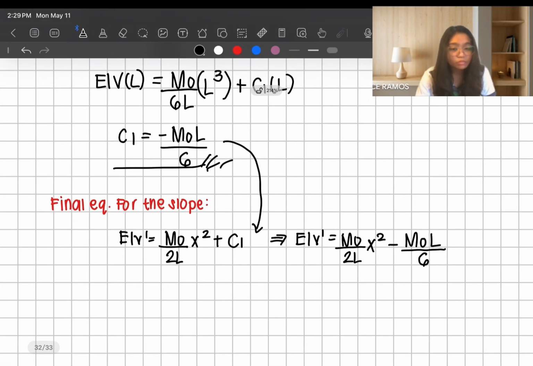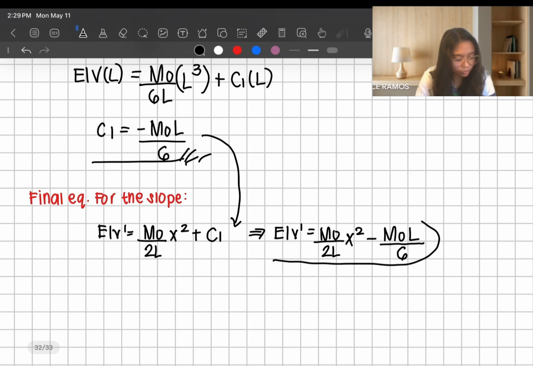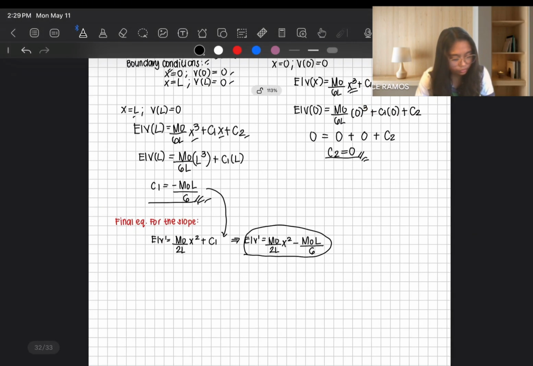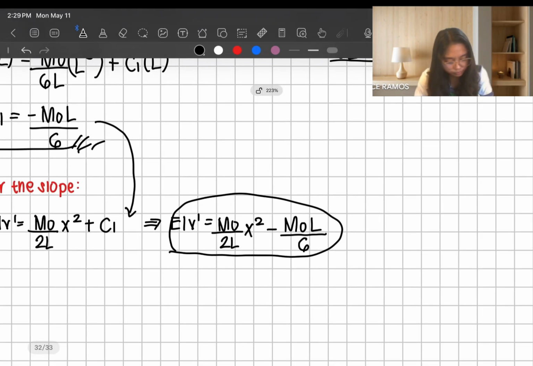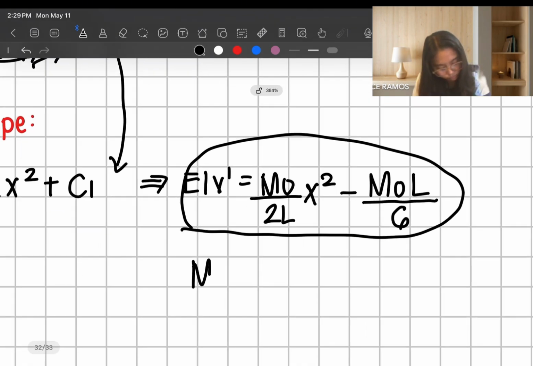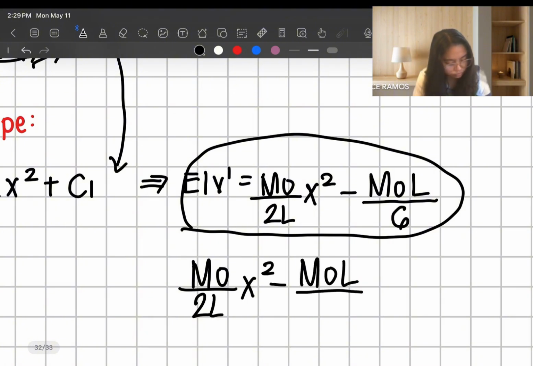So, since maximum deflection occurs where slope is 0, i-equate natin itong ating whole equation sa 0. So, this will become, So, now, we will solve this equation to find the value of x. So, the x tells us the exact location along the beam where the maximum deflection happened.